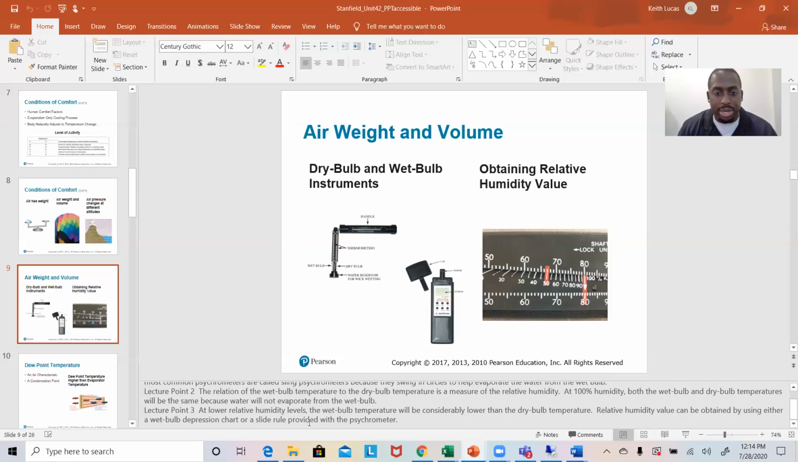At lower relative humidity levels, the wet bulb temperature will be considerably lower than the dry bulb temperature. Relative humidity value can be obtained by using either a wet bulb depression chart or a slide rule provided with the psychrometer.